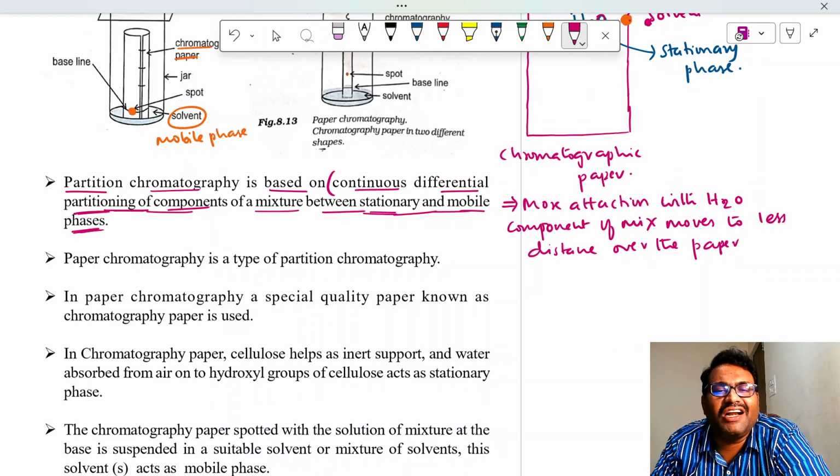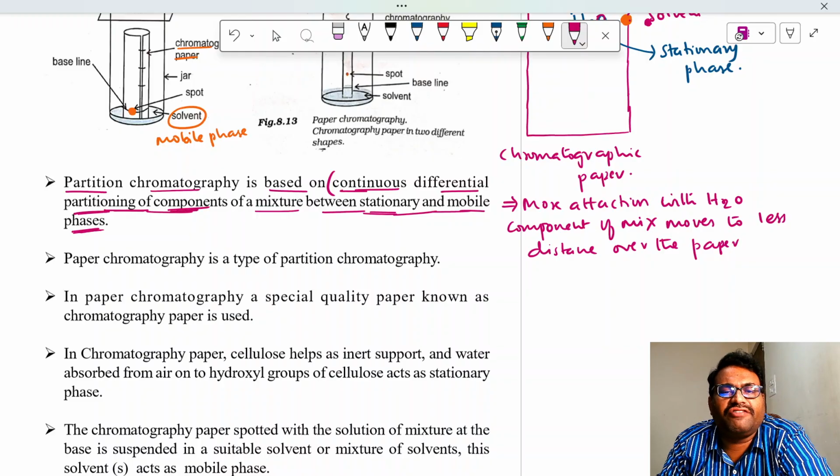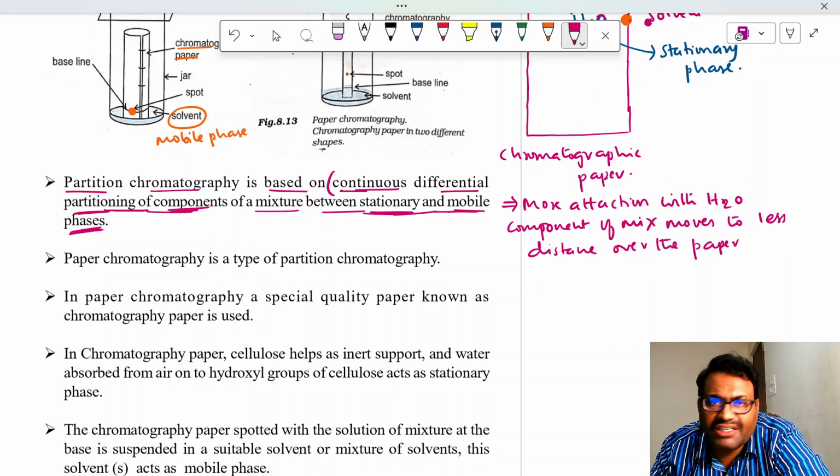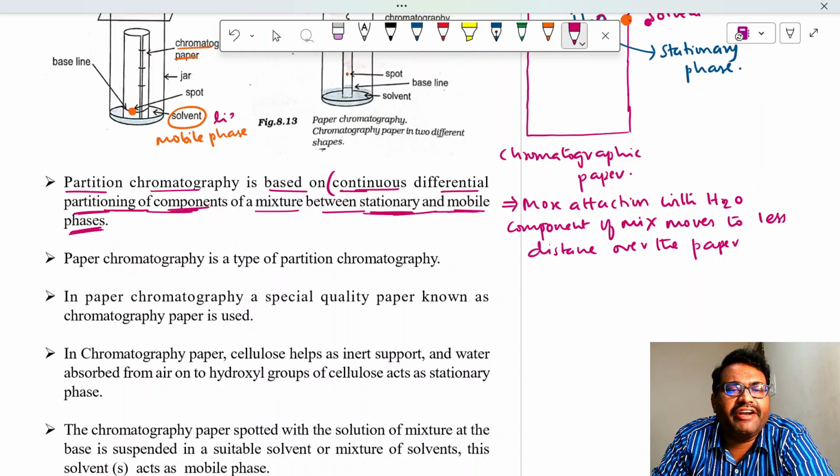This is what is called continuous differential partitioning of components of a mixture between stationary phase and mobile phase. What is the mobile phase? Mobile phase is also liquid. Stationary phase is also water, a liquid. Both phases here in paper chromatography are liquids. So the solvent taken is also liquid.